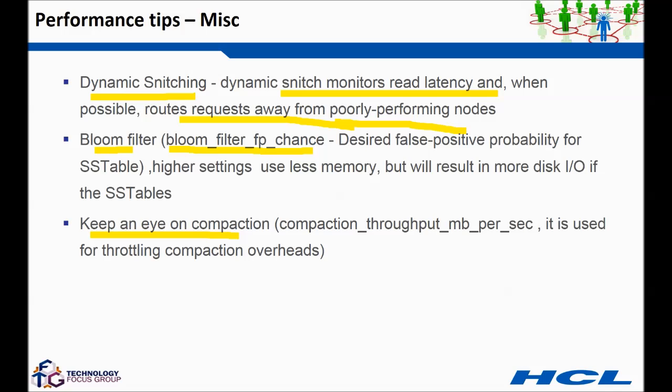And always keep an eye on compaction also, because compaction can sometimes bring drastic performance degradation in your system. So you have to keep an eye on compaction, and if needed you can always throttle it by using the property compaction throughput megabytes per second. Now your compaction rate will not go higher than this value. That's how you can throttle your compaction.